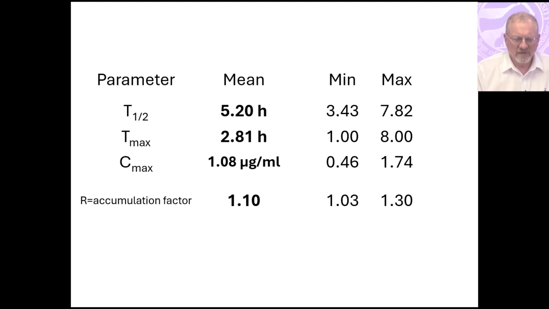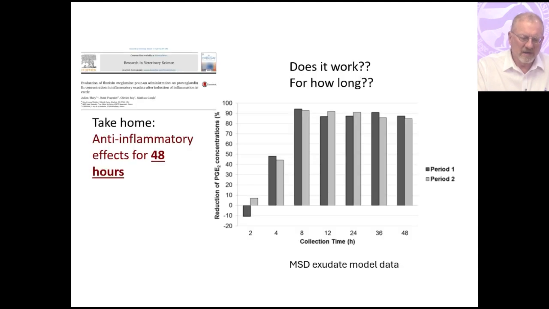But here again, it's showing a 5.2 hour T1/2 after the final dose, Tmax 2.8 hours after the final dose, and a Cmax about 1.08. So how long does it actually come out having an effect? This is some MSD data out of Europe, but it's an exudate model where they evaluated ex vivo reduction of prostaglandin E concentrations, and they found that the take home on that was the anti-inflammatory effect was about 48 hours after a single dose of the transdermal.